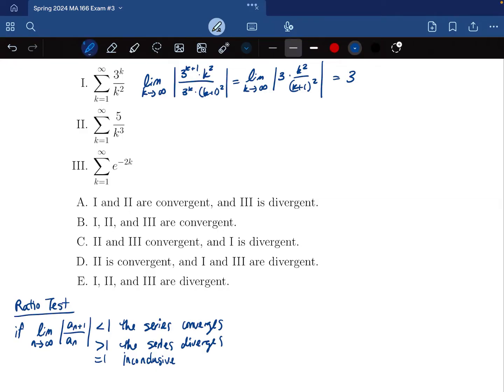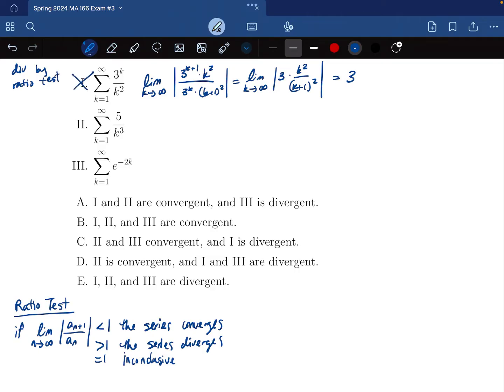Okay, so that means that since this limit is equal to 3, we'll look down here, greater than 1 means the series diverges. And so we can say that this series diverges by the ratio test. Okay, so I'll cross that out.